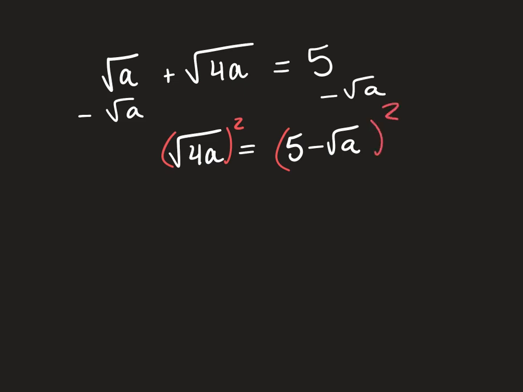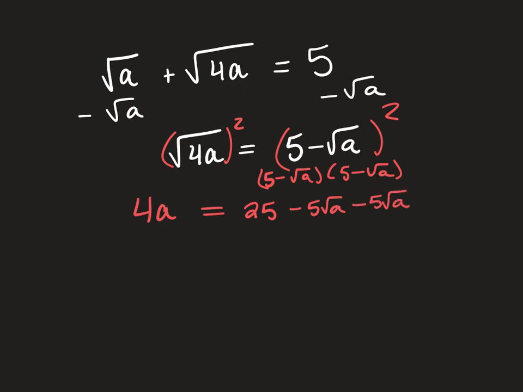So on the left side, that's just going to give us a 4a. On the right, we have to FOIL. So you're going to have 5 minus the square root of a times 5 minus the square root of a. So that's going to give you 25 minus 5 square root of a minus another 5 square root of a minus a. Plus a, sorry, because they're two negatives.